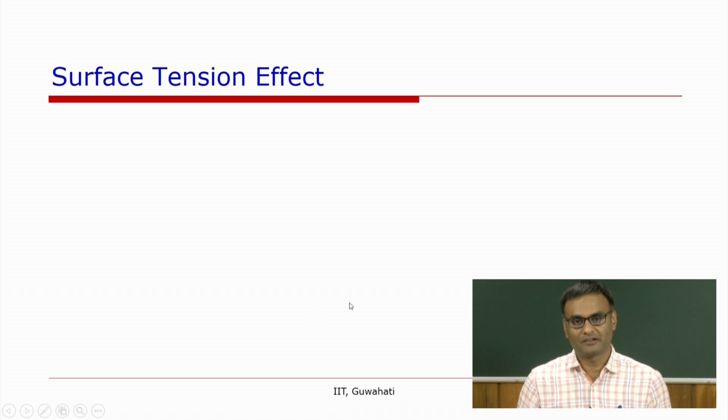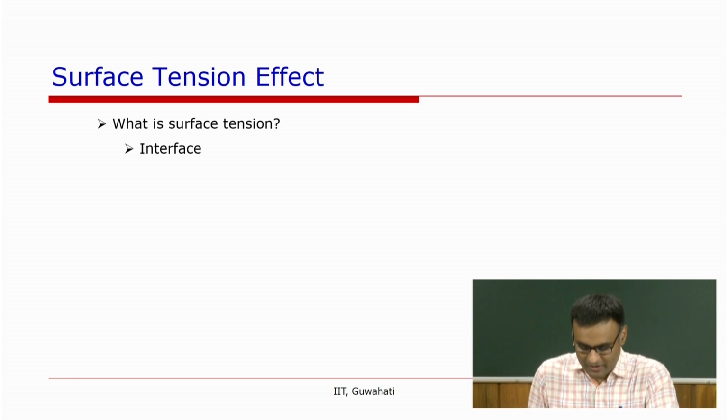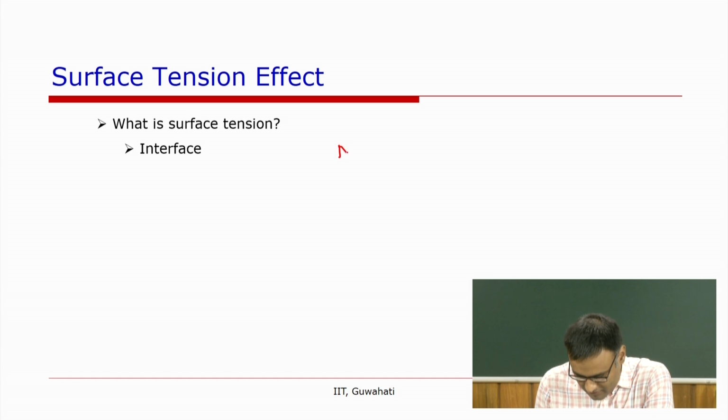Now, another physical phenomenon which becomes very important in microchannels is surface tension. So, what is surface tension? Surface tension, of course, occurs at an interface. An interface is a boundary between two fluids. So, surface tension requires that there is an interface. So, it is a multi-phase phenomenon. If there is an interface, then it will have multi-phase associated with it.